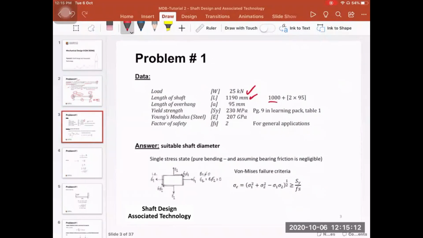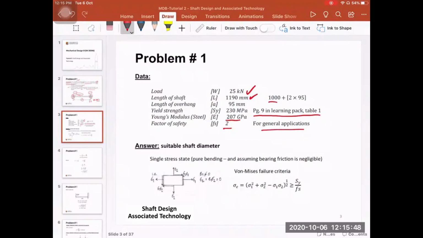Then here, the yield strength is 230 megapascal. If you go to the learning pack, table 1, page number 9, I have just uploaded the learning packs as well on the Canvas page, but also you can find this in table number 1 from the PowerPoint slides. The Young's modulus of the material is given based on the table, 207 gigapascal. This is obviously steel. And the factor of safety for general applications is 2.